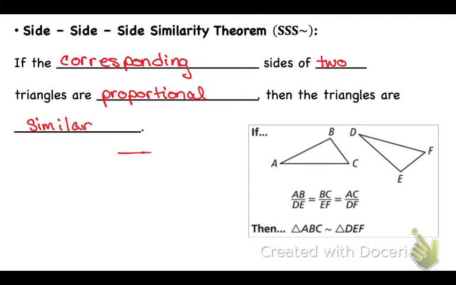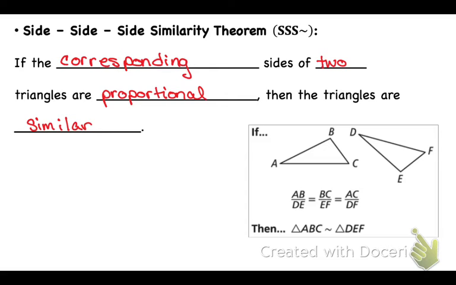So proportional means that all of them have the same ratio, right? Triangle 1 to triangle 2, triangle 2 to triangle 1. It doesn't matter which one you put on top to bottom unless you're talking scale factor. And right now we're not talking scale factor. Remember, scale factor was that shrink or enlarge, that dilation, right?